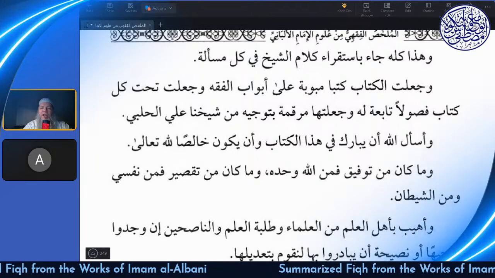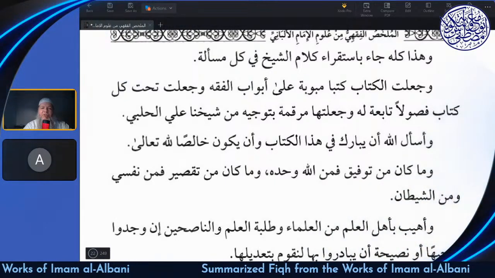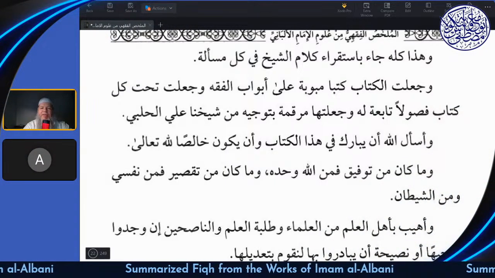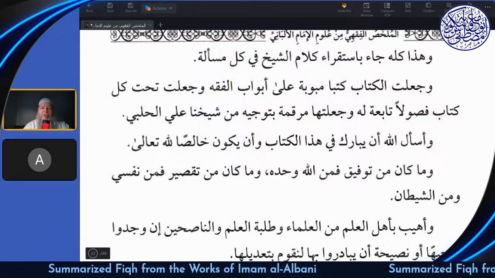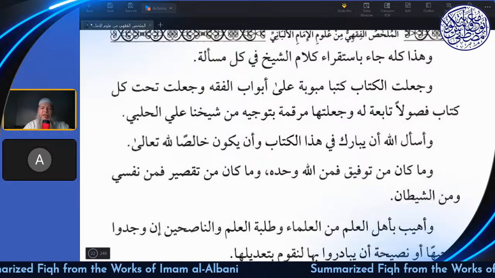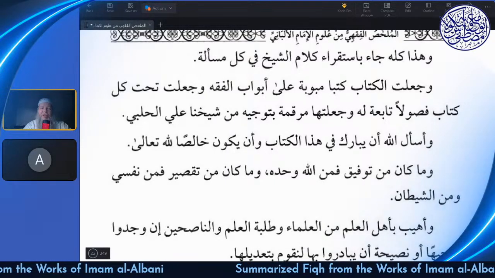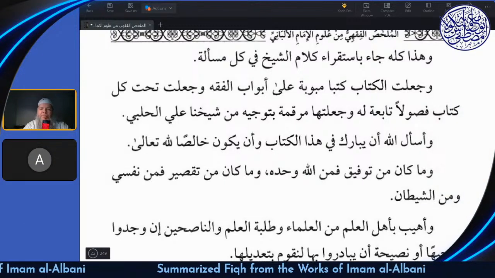And all of this came from going through the speech of the sheikh in every issue. And this has come in agreement with the kalam of the sheikh, with the speech of the sheikh in every issue. So he went through every issue and clarified this for us.